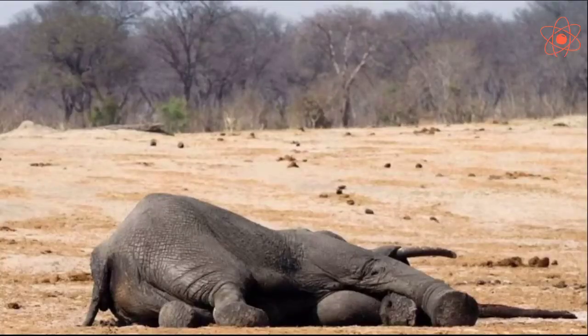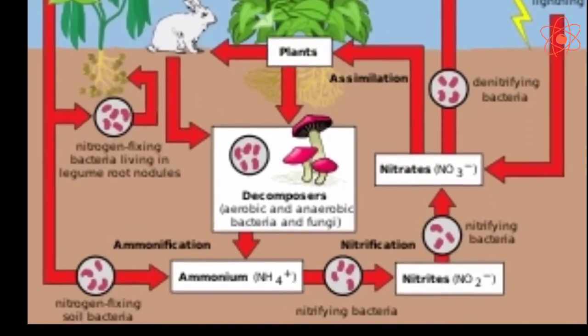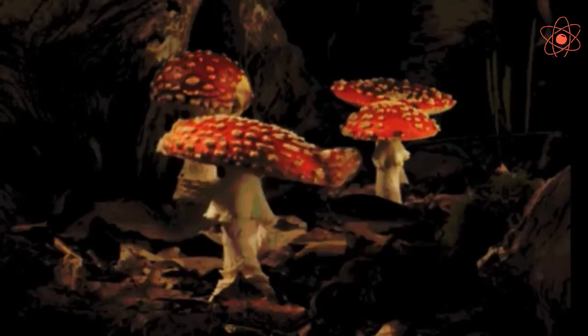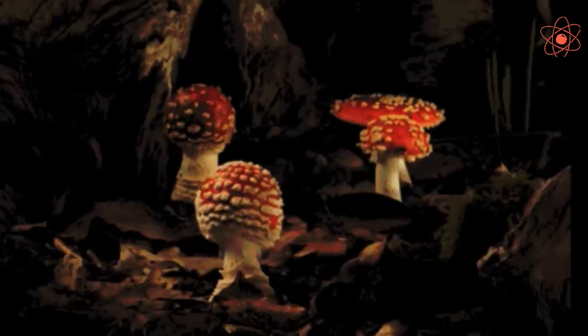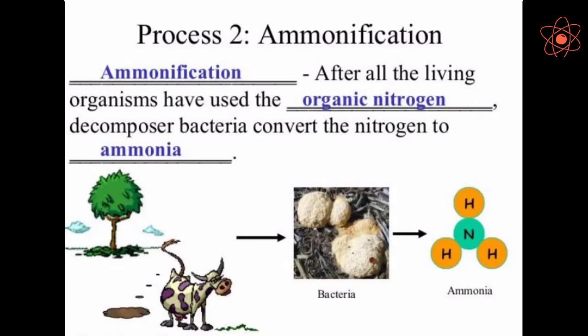Third step, ammonification. When plants and animals die, their remains are converted into ammonia and ammonium compounds by decay bacteria and fungi, that is, decomposers, present in the soil. This process is called ammonification.